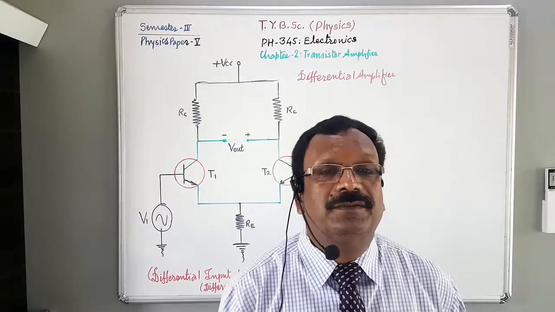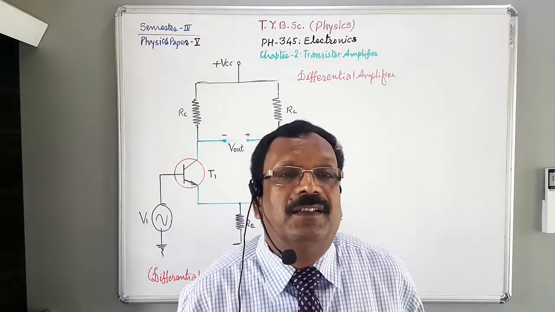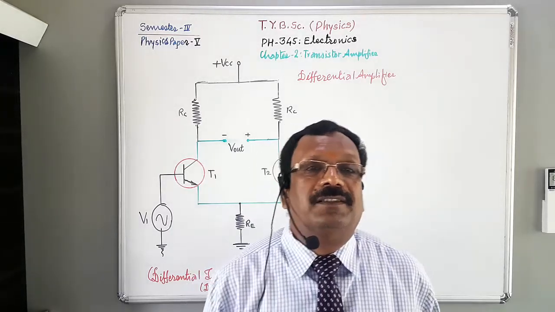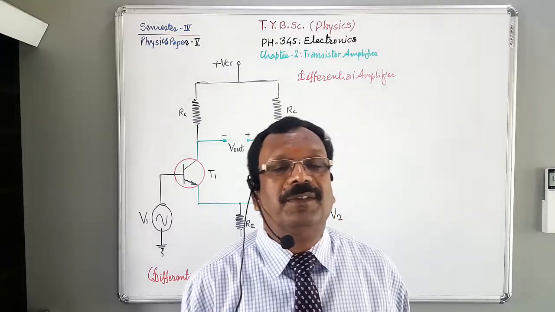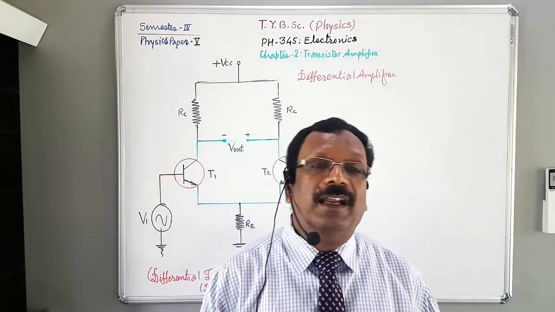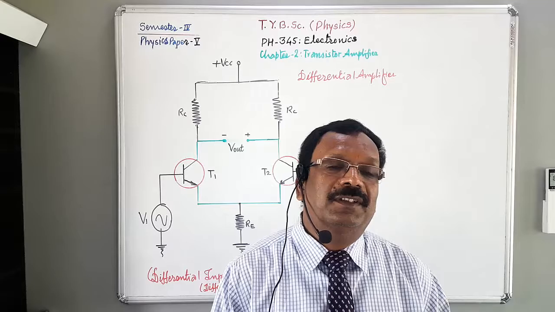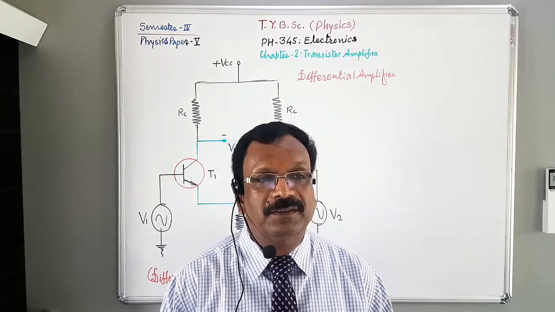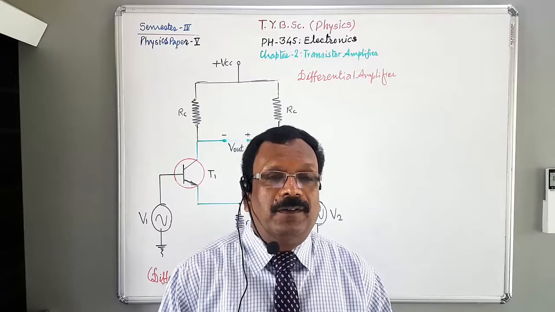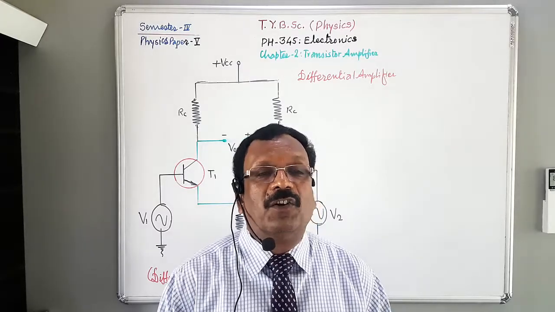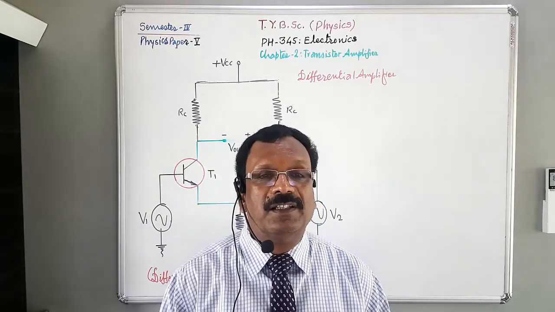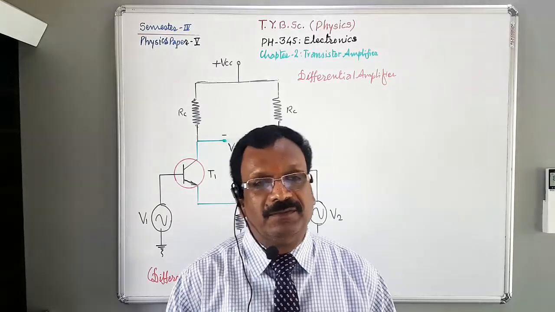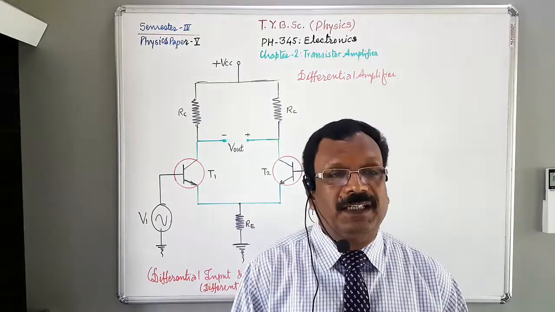In the previous lecture we studied class B push-pull emitter follower in detail, and in this lecture we are going to see the differential amplifier. Some introductory part was also studied in the previous lecture regarding the differential amplifier.